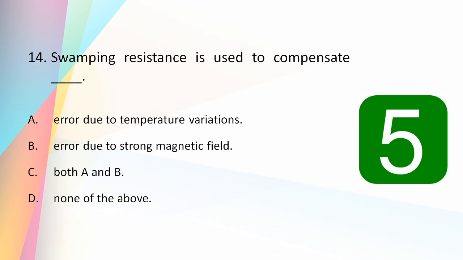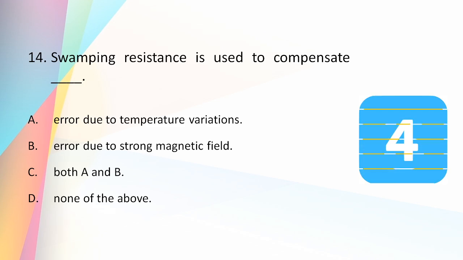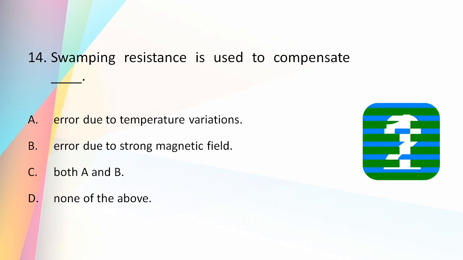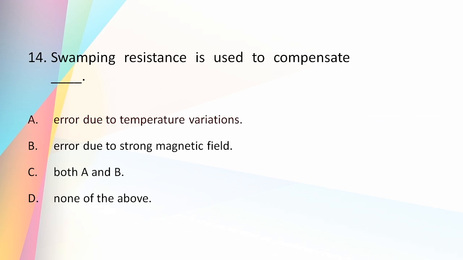Swamping resistance is used to compensate error due to temperature variations, error due to strong magnetic field, both A and B, none of the above. And the answer is error due to temperature variations. Swamping resistance is connected in series with the meter, and it has a negligible resistance temperature coefficient in order to reduce the temperature errors in shunted ammeters. It is generally made of manganin material.